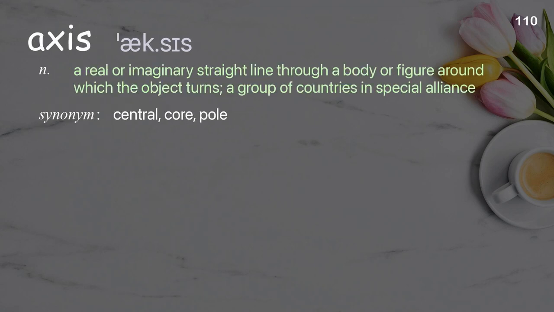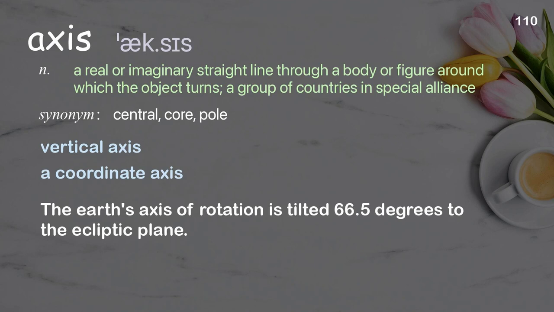Axis. A real or imaginary straight line through a body or figure around which the object turns; a group of countries in special alliance. Examples: vertical axis, a coordinate axis. The Earth's axis of rotation is tilted 66.5 degrees to the ecliptic plane.